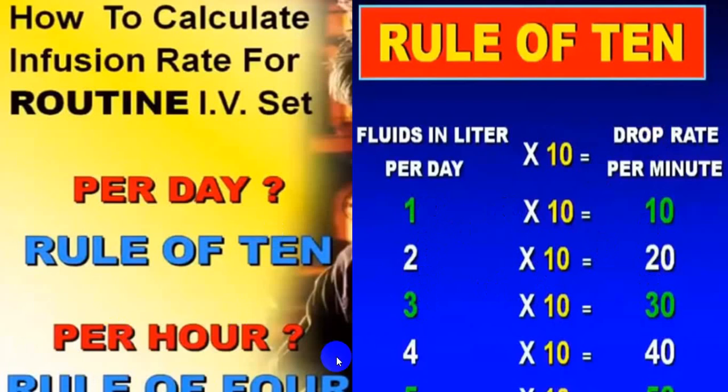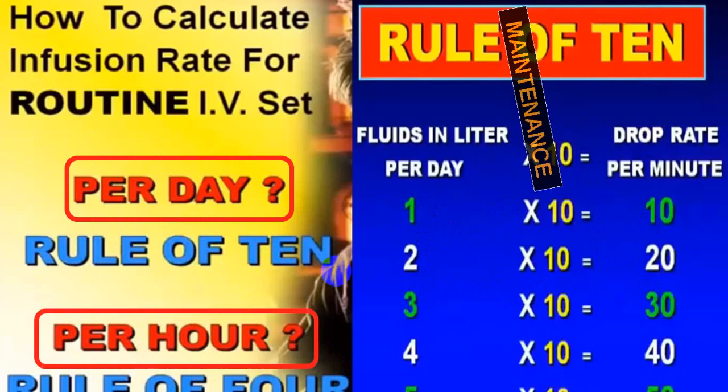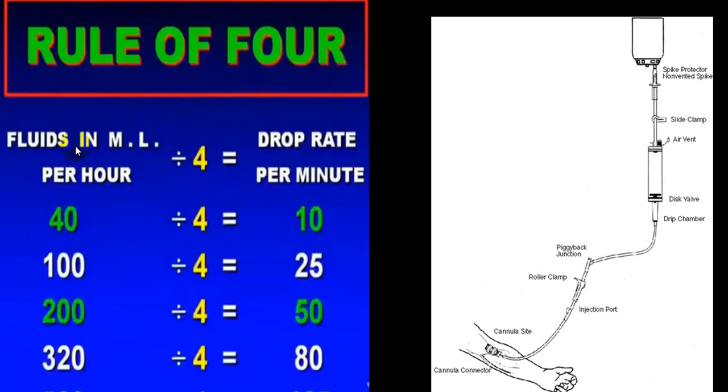Per hour, it is the rule of 4. Rule of 4. So I'll just show you that. In the rule of 4, drops per minute will be here. So I want to give so many ml per hour. Say I want to give 200 ml per hour, so that will be 50 drops per minute. Divide by 4; that is the rule of 4. Fluid in ml per hour. So if I want to give, say, 500 ml, I'll give 125 drops per minute. This will be the rule of 4.